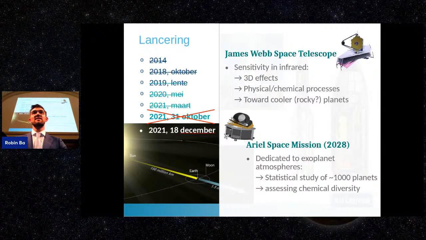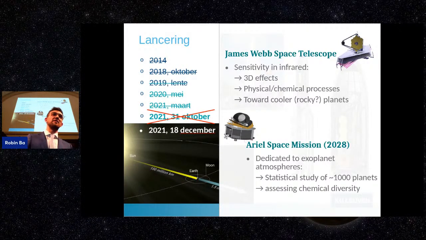Because the James Webb Space Telescope will have unprecedented sensitivity, especially in the infrared, where we are detecting all these molecular transitions. As I said, it should be sensitive to these three-dimensional effects, and we will hopefully be able to constrain better the physical and chemical processes in exoplanet atmospheres. We will also hopefully be able to go slowly towards cooler exoplanet atmospheres and maybe even rocky planets to work ourselves towards Earth-like planets in the end.